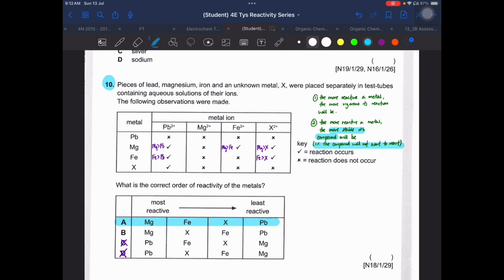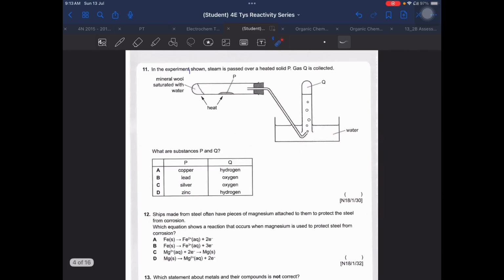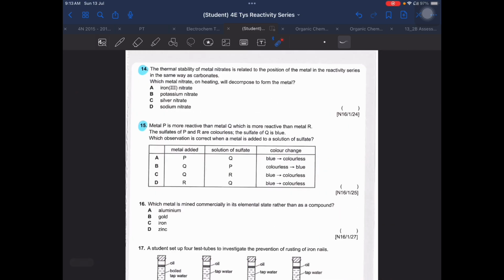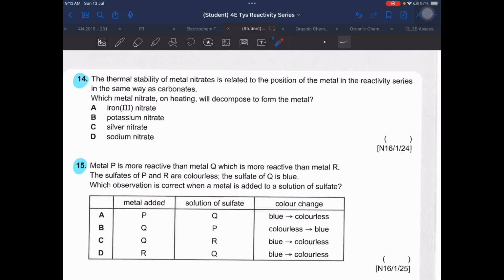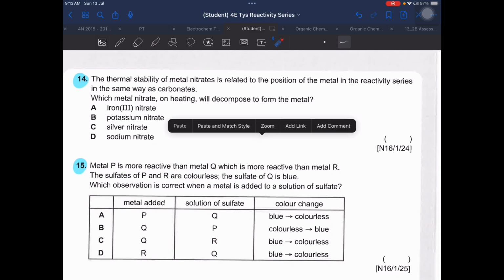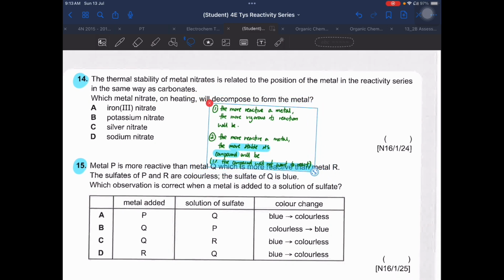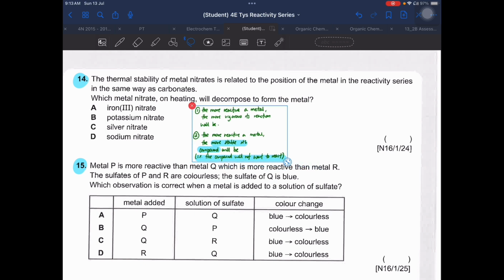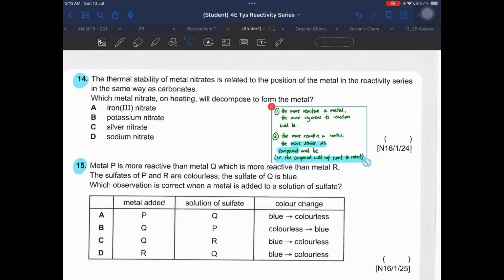Using the same concept, we're going to take a look at other questions that talk about comparison. So remember my two statements here. For this question, we are using statement 1 to help us. Let's take a look at question 14, then we can take a look at question 15 as well. Same thing, I'm just going to bring back these two statements here. Then you try to use this to help you with the answering.